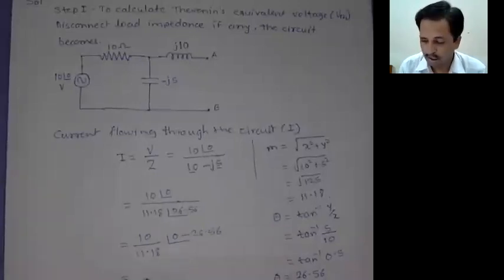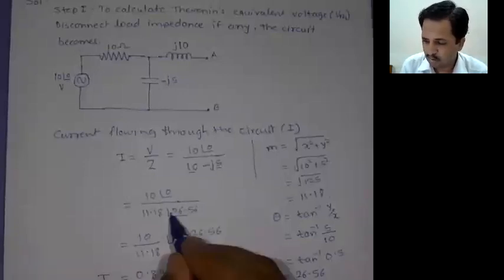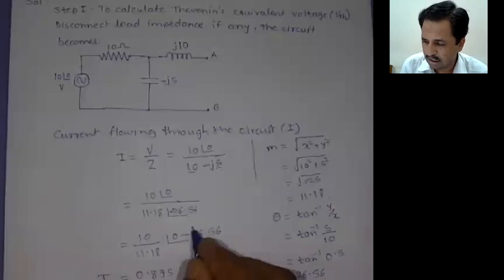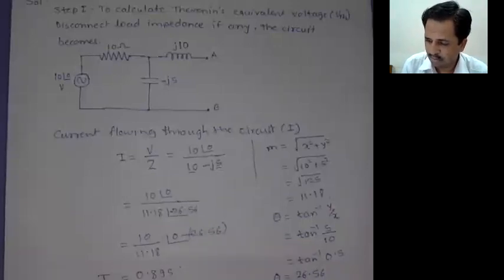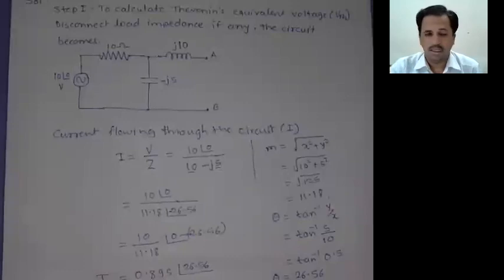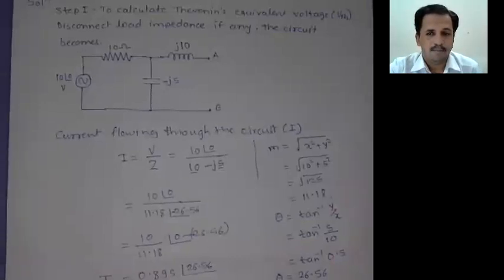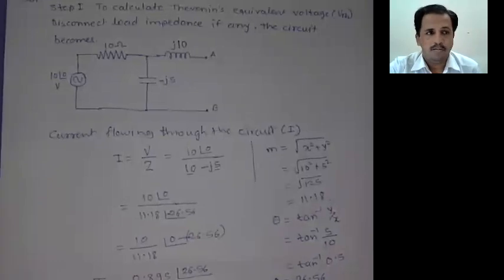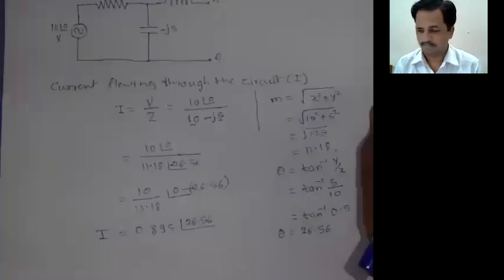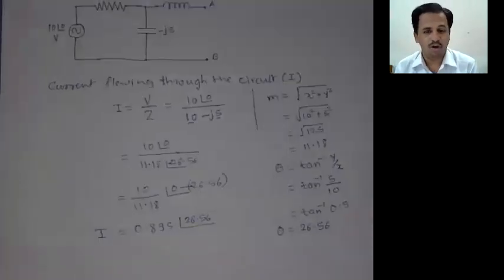Now these values should be represented as I equal to 0.895 with angle, that is here it is minus because it is negative, and this quantity is again minus, therefore it becomes plus, that is 26.56. Now here we have to obtain the current value, the current flowing through the circuit.